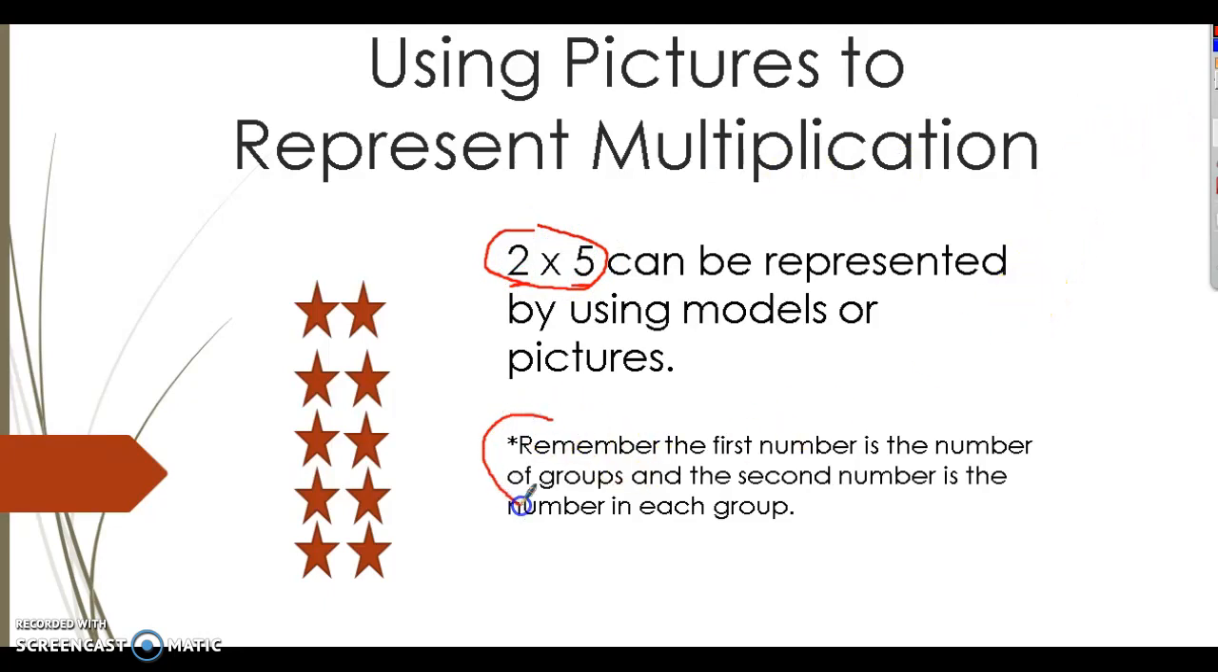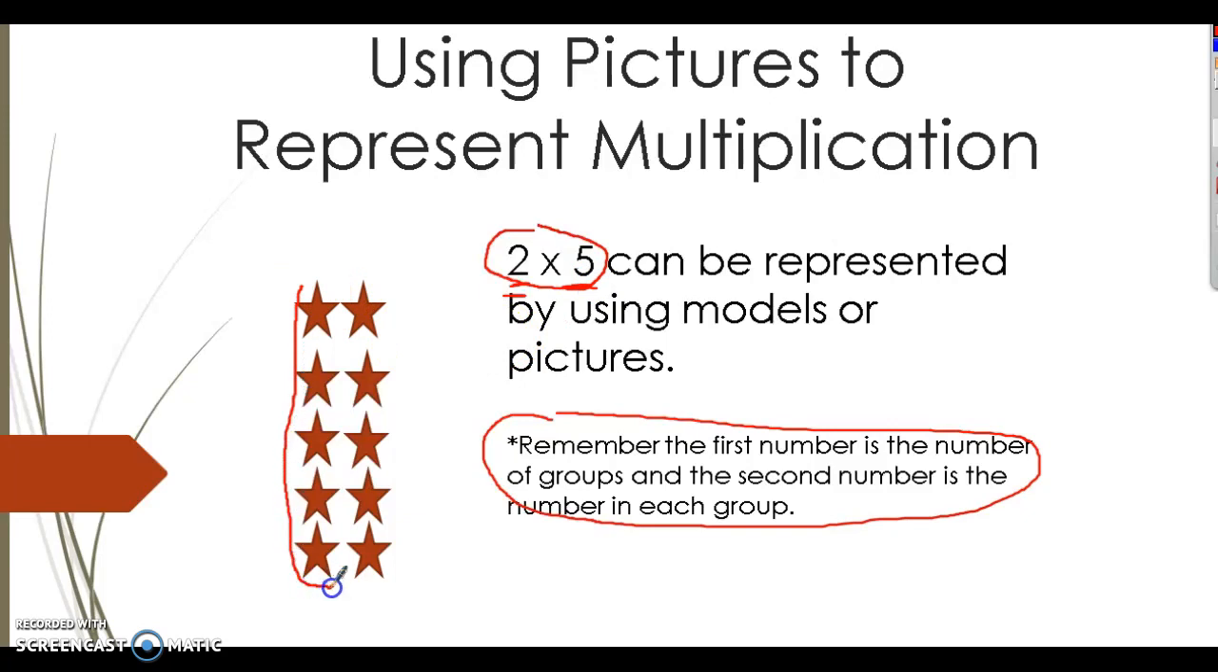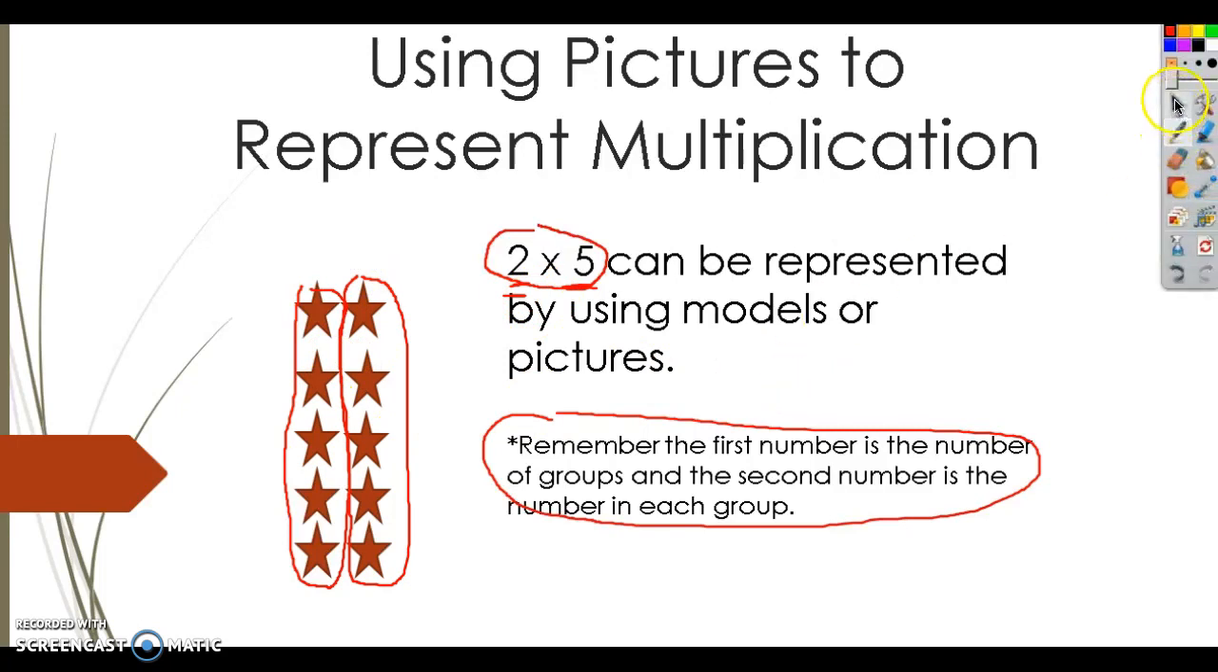Alright, so I hope you use this little clue down here, or this little hint. So remember, the first number is the number of groups. So we only need 2 groups this time, and we need 5 in each group. So this time I can go like this, and 5, and another 5. And so now this picture represents 2 times 5.